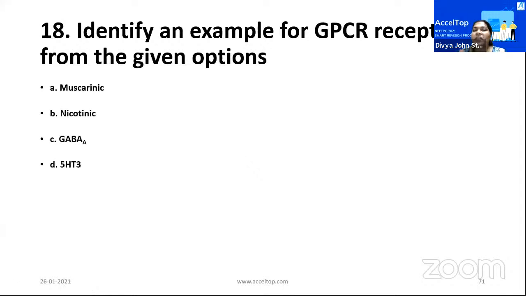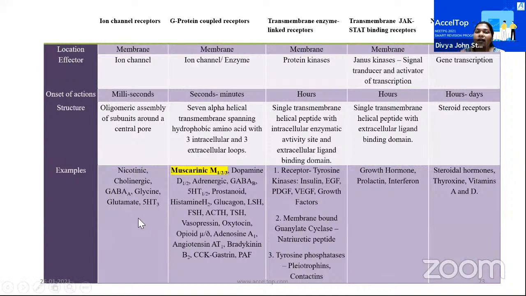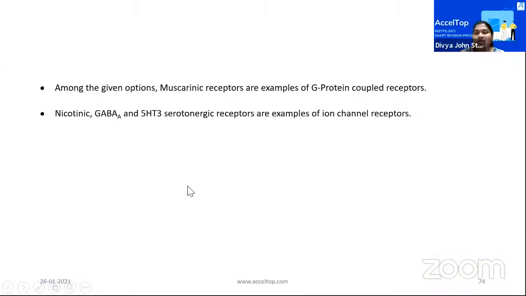Identify an example of a GPCR receptor from the given options. So you have muscarinic, nicotinic, GABA A, and 5-HT3 receptors. So you know that your nicotinic, GABA A, and 5-HT3 receptors are ion channel receptors. So muscarinic receptors are your G protein coupled receptors.